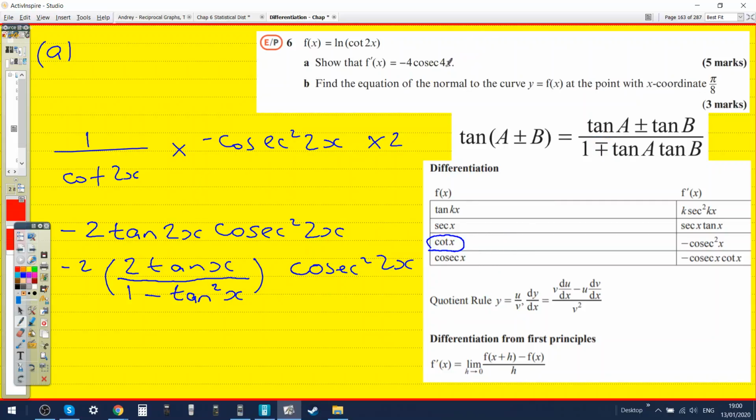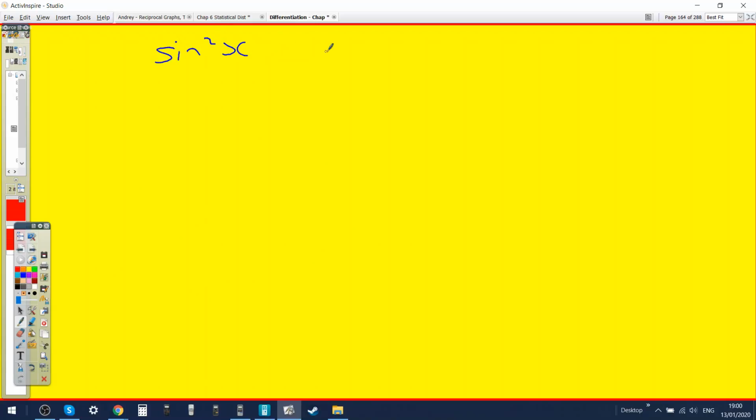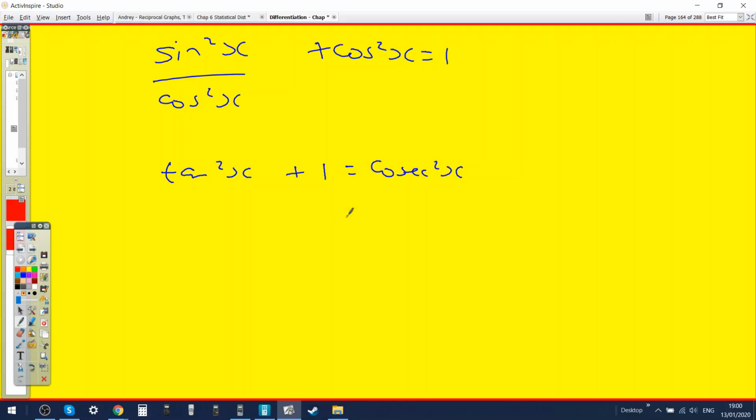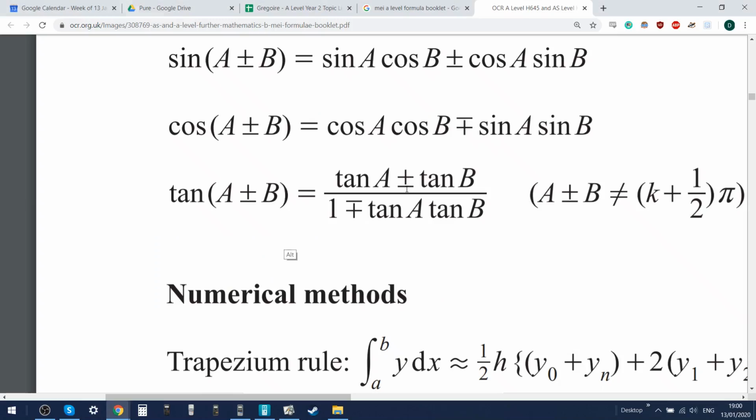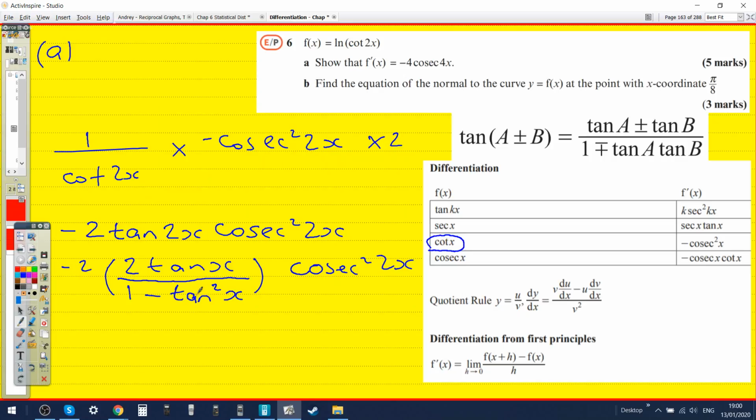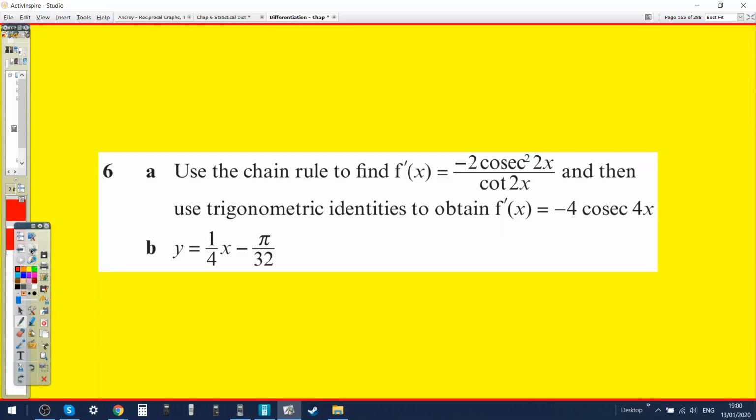Do we remember our thing? What was it? Sine squared x plus cos squared x equals 1. We wanted tan. And so it's tan squared x plus 1 equals sec squared x. I think that's it. And so that's the same as sec squared x minus 1, which is the same as cosec squared x minus 1. So that's going to be 2 plus cosec squared x. And they're going to cancel some stuff, and you'll be left with this in the end. Somehow. Why is it 2 plus? Oh wow. Use trig identities to obtain this. There you go.